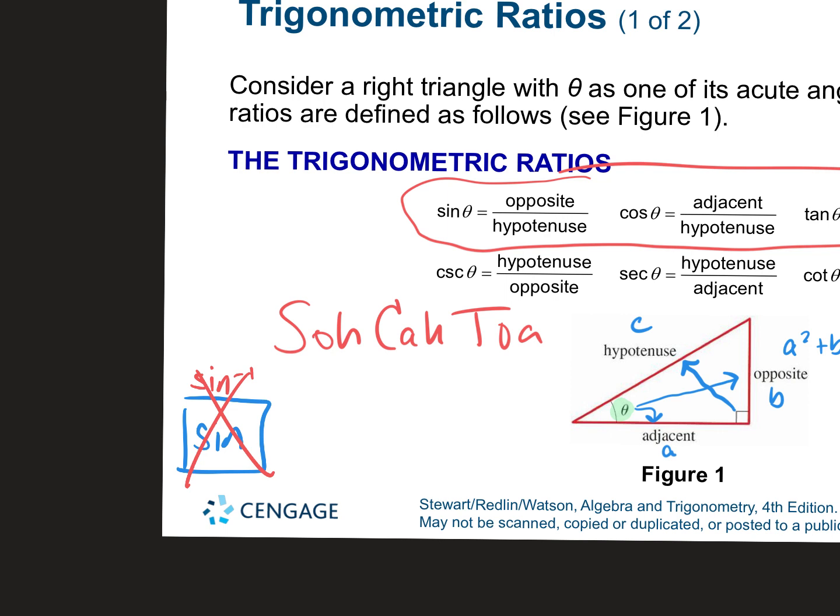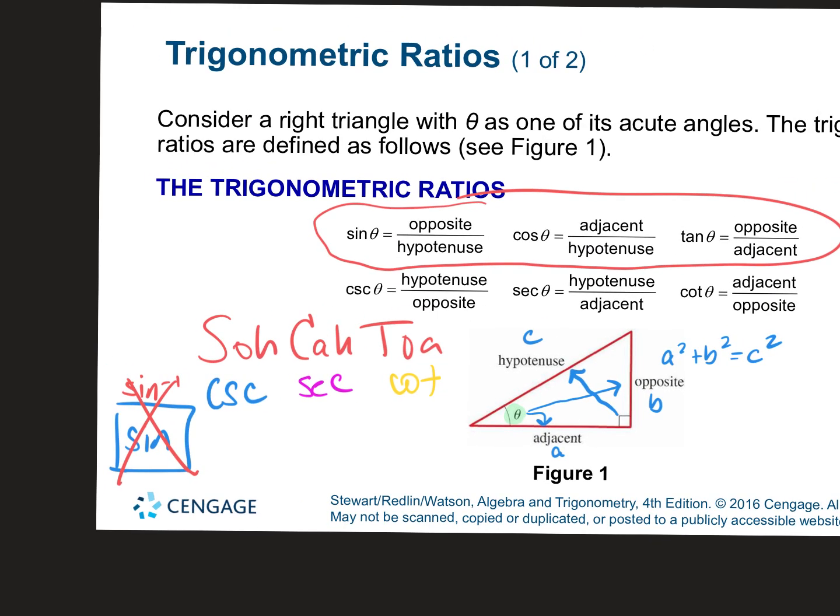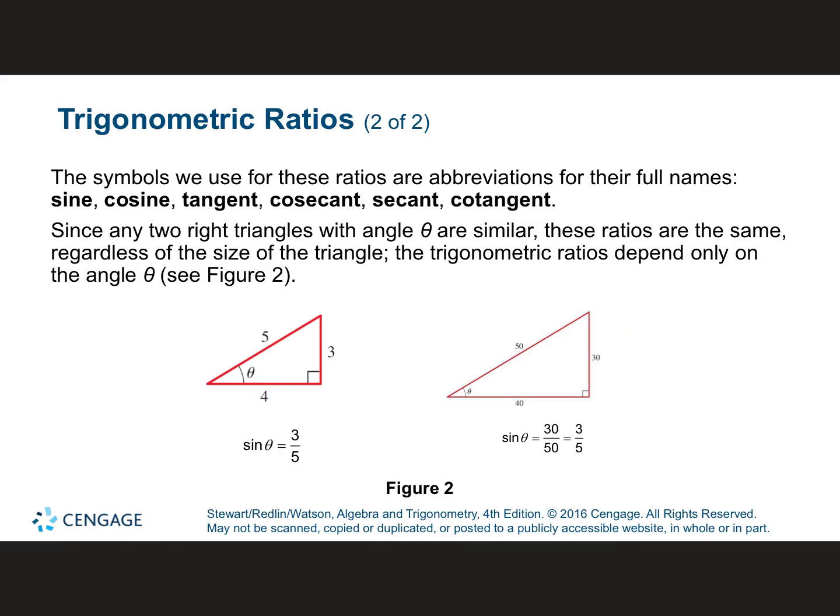So the reciprocal to sine is called cosecant. It's CSC. The reciprocal to cosine is secant. It's called SEC. And the reciprocal to tangent is cotangent. You have to know that. And when we say reciprocal, sine is opposite over hypotenuse, so the reciprocal is flipped. It's the hypotenuse over the opposite. All right? We're going to talk about that a lot in the next couple of examples.